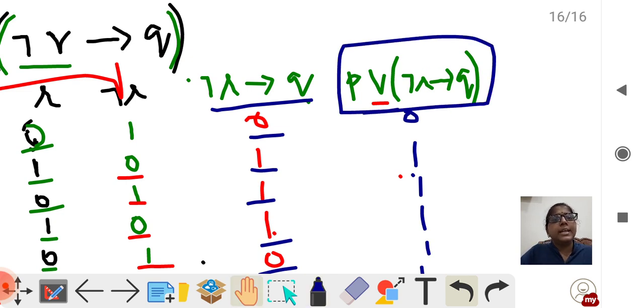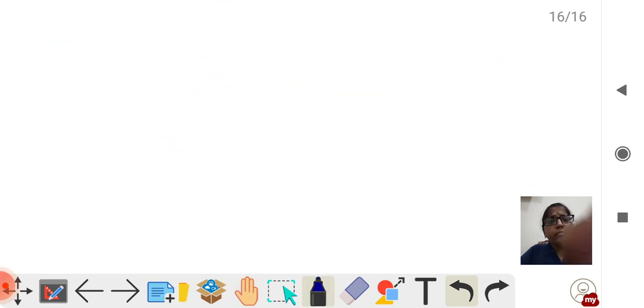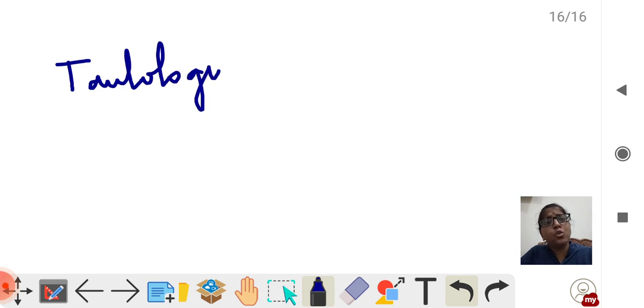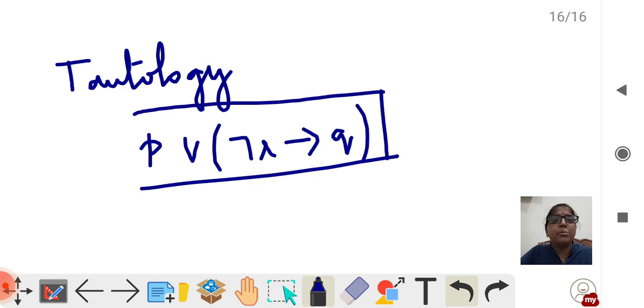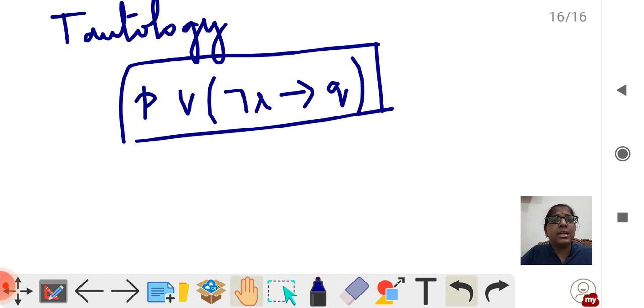Okay. So next, what is a tautology? It is nothing but if you are having a compound statement and the truth value of the compound statement... What is a compound statement? Just now we have found it. P ∨ (¬R → Q) is called a compound statement. How does it become a compound statement? We have connected two or more simple statements into a single statement, that is a compound statement. So when a compound statement has truth value true for all the combinations, then it is called a tautology.